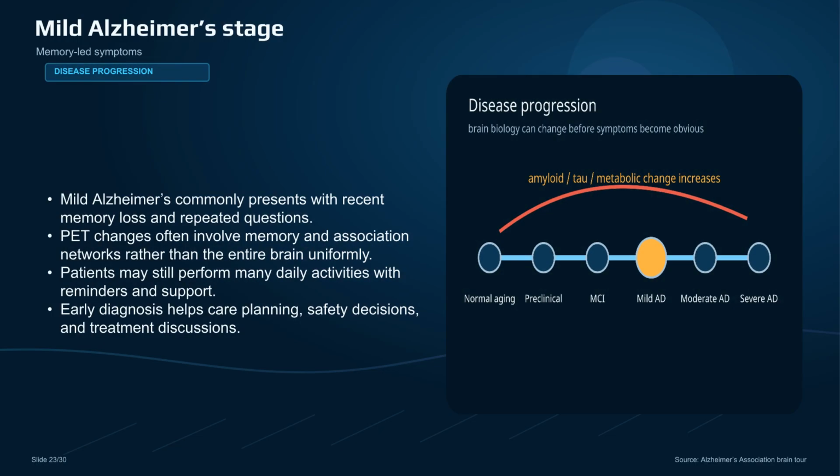Mild Alzheimer's often presents with recent memory loss and repeated questions. PET changes usually focus on memory and association networks. Early diagnosis is key for care planning and treatment discussions.